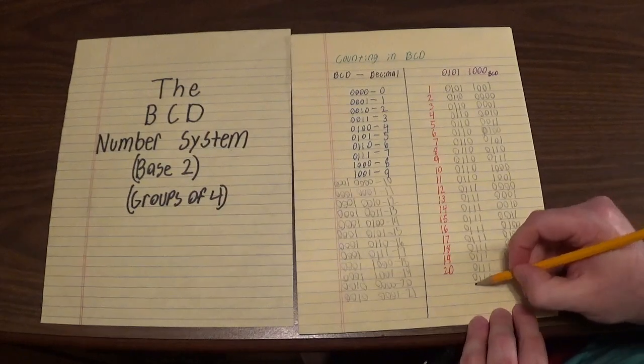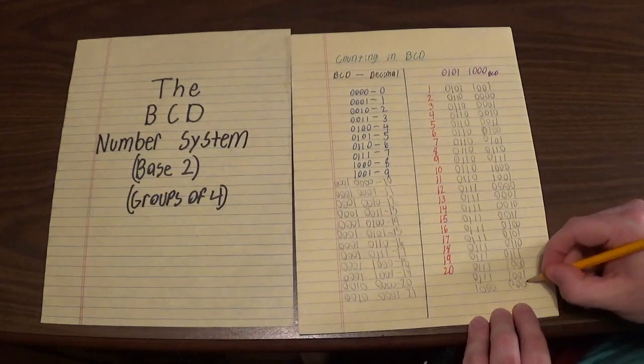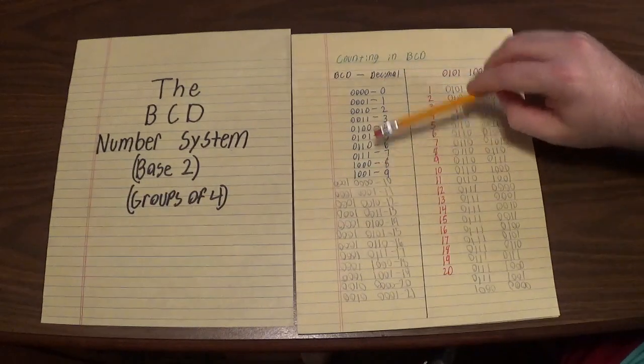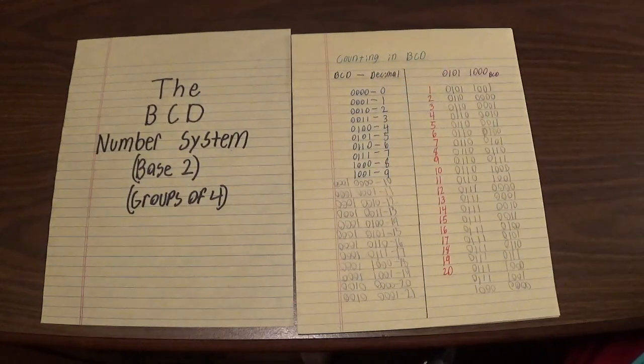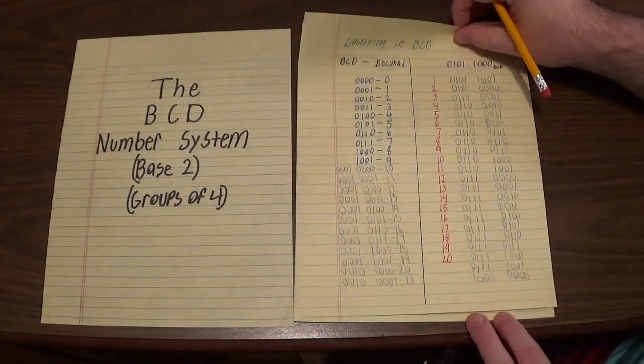So 79, 80, 1 in the 8's place, 4 zeros. Okay, so once you memorize that 1 through 9 pattern, it's pretty easy to do. Okay, so again, each place value in decimal is worth a group of 4 in BCD. All right, so that's our counting.